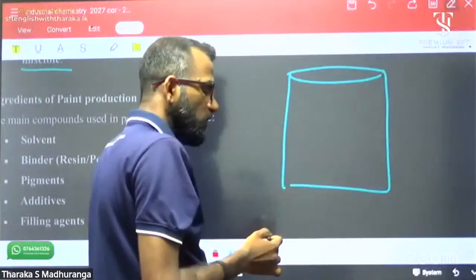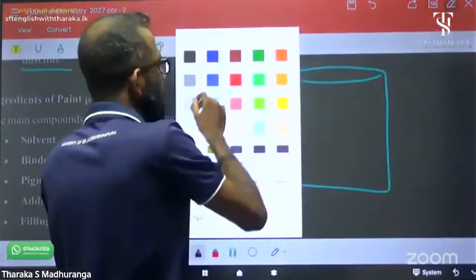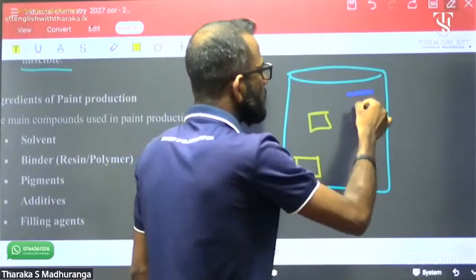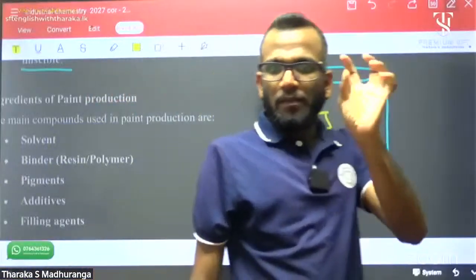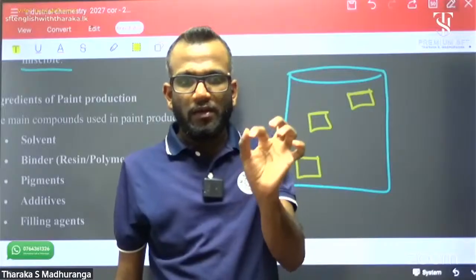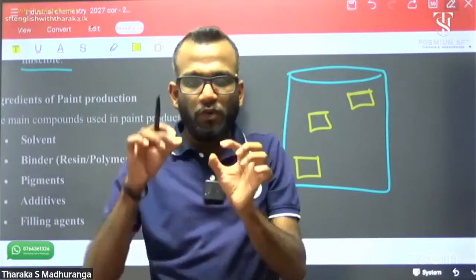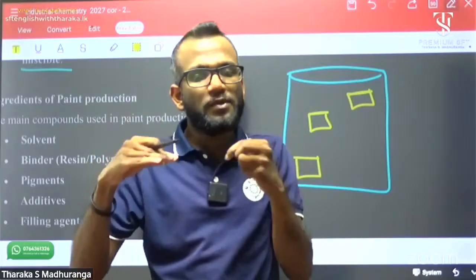Paint bucket. If it is successful paint production, and you take a sample from this point or this level or this level, all the composition should be the same: solvent, binder, pigment particles and additive particles. If it is separate, if it has changed, the production process has failed.